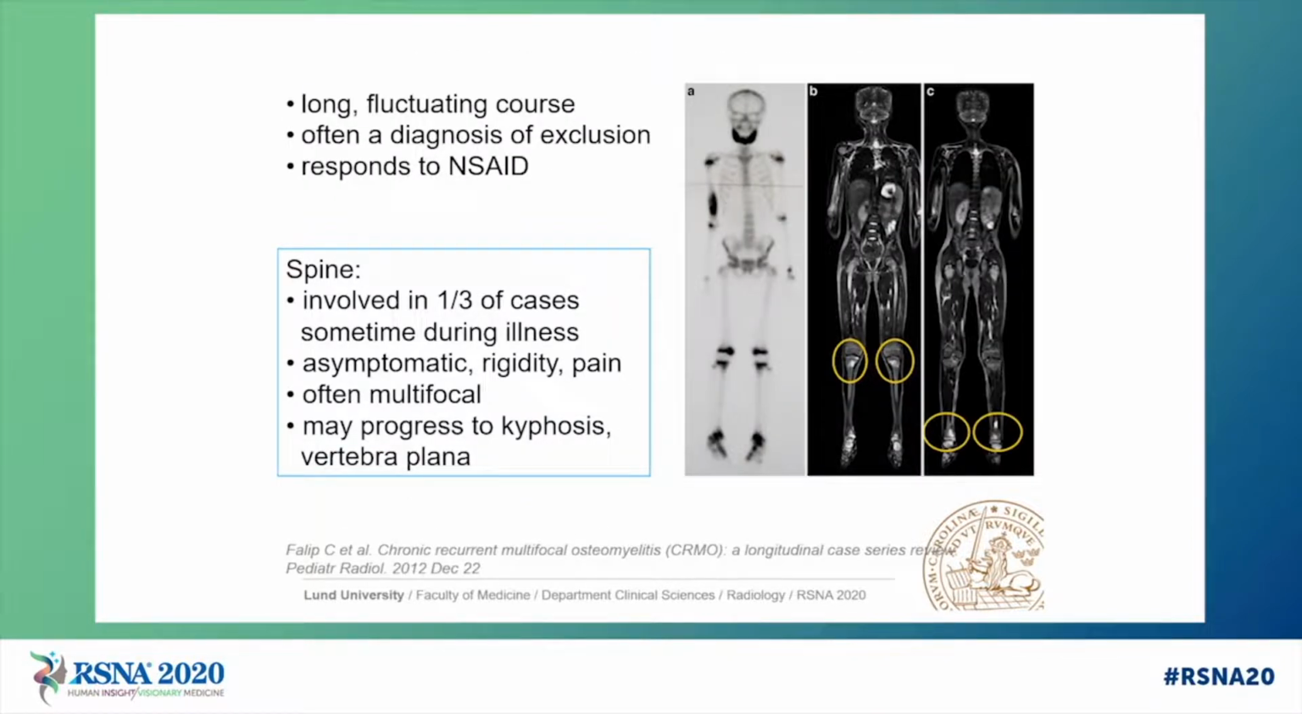Chronic recurrent osteomyelitis usually has a long fluctuating course. It's often a diagnosis of exclusion and response to NSAID. The spine will be involved in 1/3 of the cases sometime during the illness. The patient may present with rigidity, pain. Often the lesions are multifocal. And as you saw in this case, it may progress to vertebra plana and also to kyphosis.